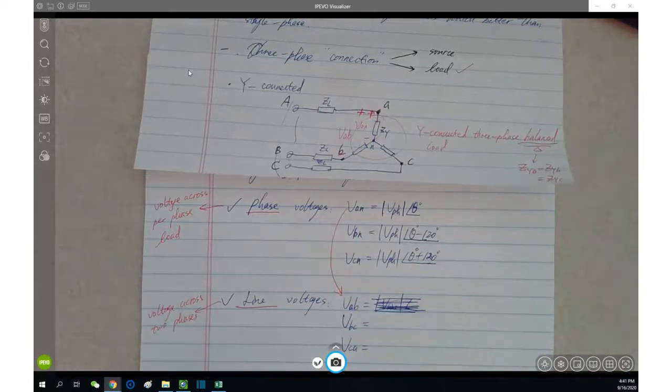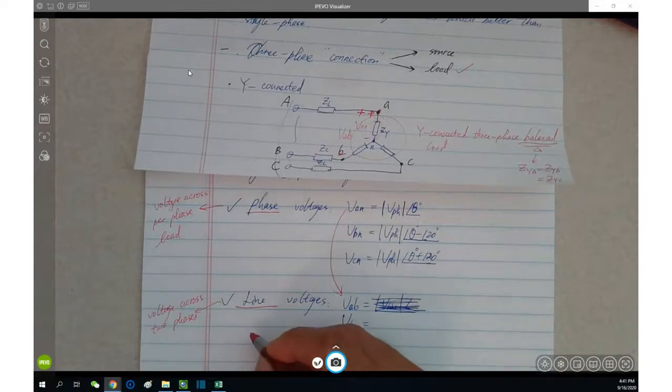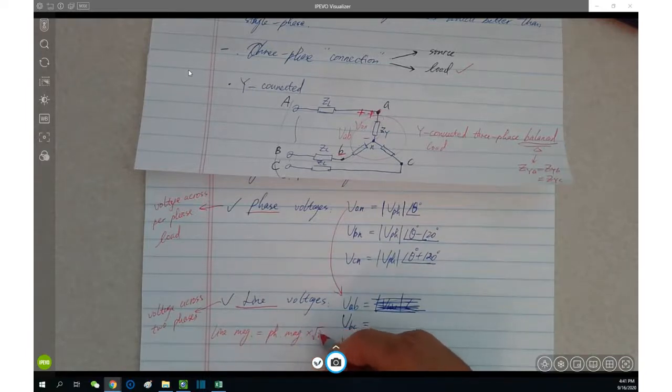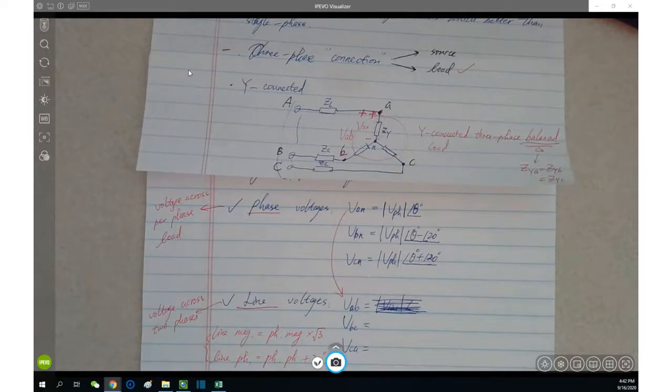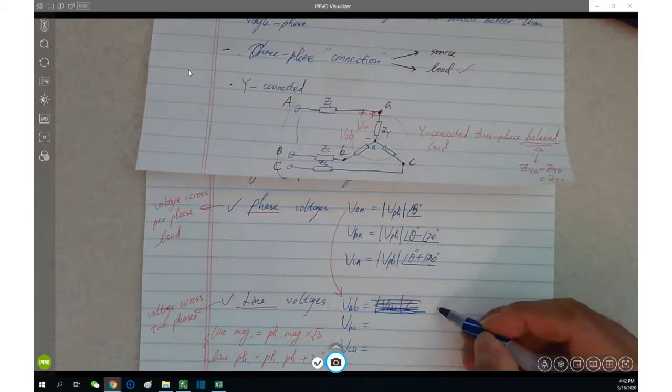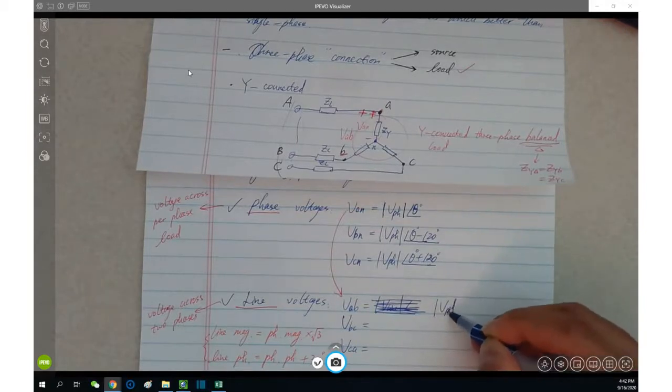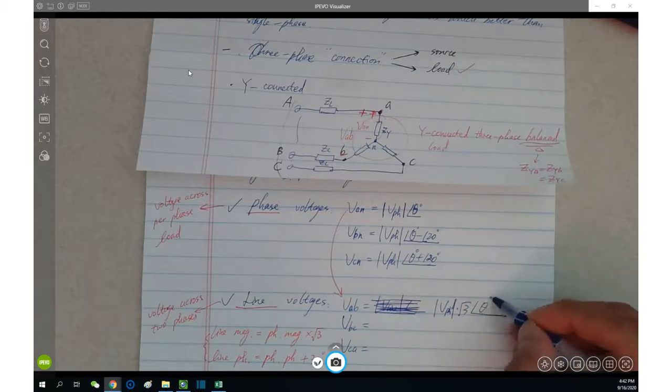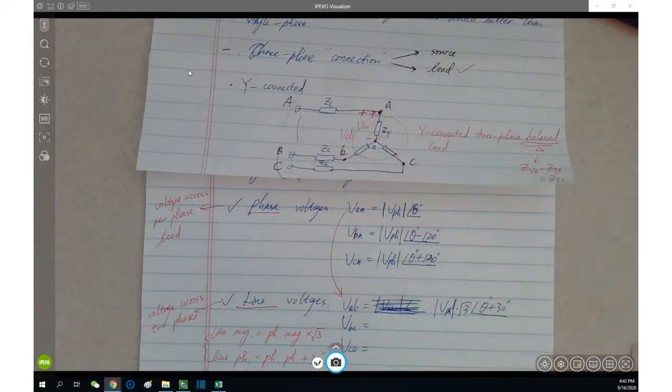No matter what, keep this in your mind. For Y connected load, line voltage magnitude equals phase magnitude times square root of 3. And line voltage phase equals phase voltage phase angle plus 30 degrees. Therefore, here it equals the phase magnitude times square root of 3, angle of theta plus 30. And of course, it also equals VAN phasor times square root of 3, angle of 30. Same thing, does that make sense?